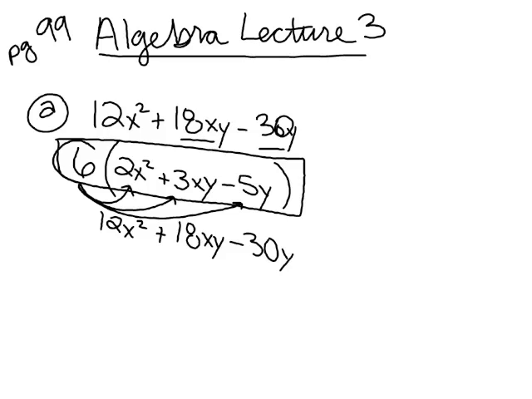And this number that I pulled out is going to be called the greatest common factor. Okay. It was the largest number that I could pull out of all of those numbers.